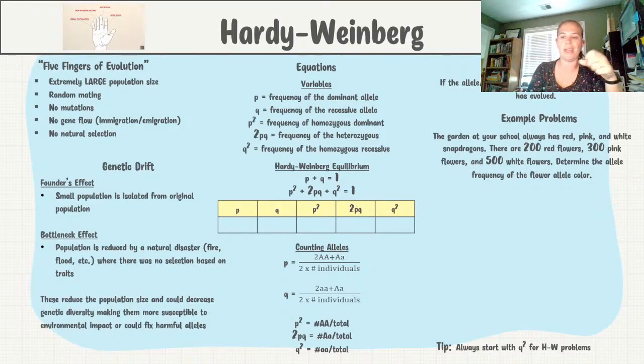Okay. So, an example problem. I just did a quick one, although we're going to do 3 more problems at the end because they were submitted through the pre-submitted questions. So I'm going to fly through this and then I'll do a slower explanation when we get to those. There are 200 red flowers, 300 pink flowers, and 500 white flowers, and we want to determine the allele frequency.